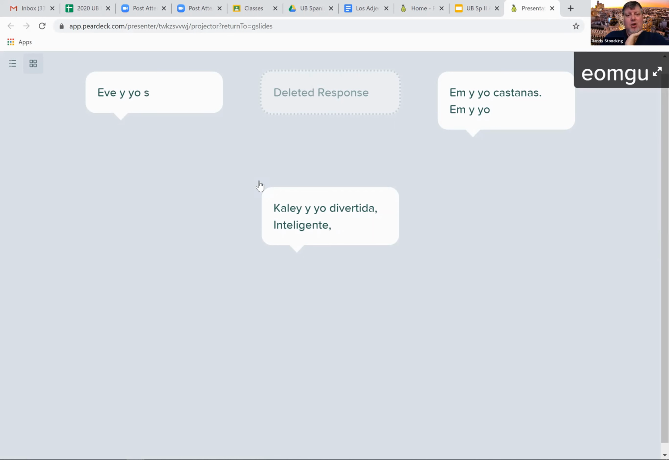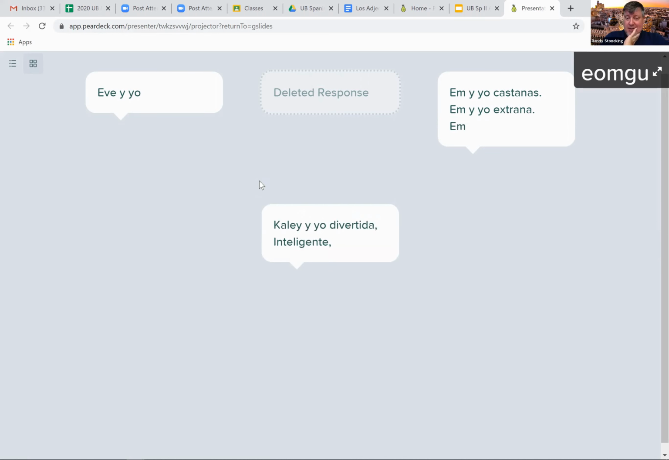So Kaylee y yo, if we're going to use divertida, we got to make it plural because it's describing 2 people, you and Kaylee. So make it like divertidas, inteligentes, etc. Make it plural. There you go.